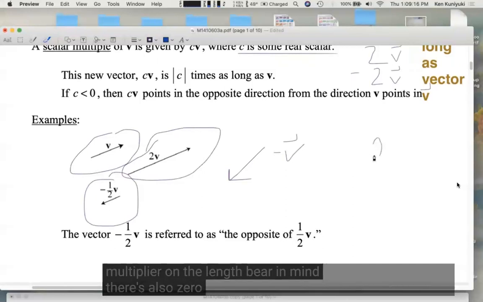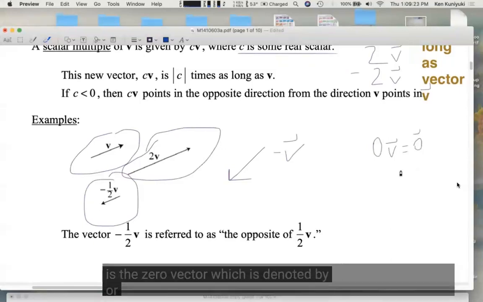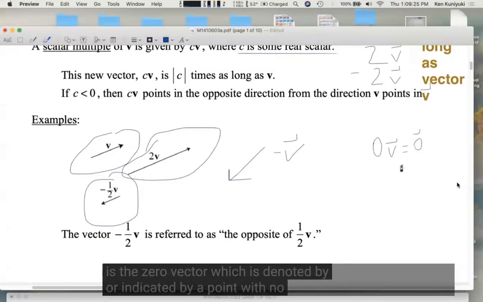Bear in mind, there's also 0V. 0V is the zero vector, which is denoted or indicated by a point with no arrowhead. But the zero vector is a vector.